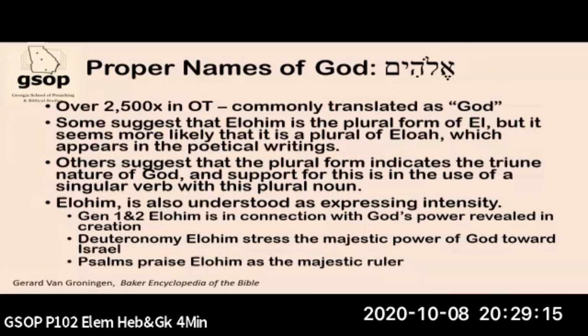Also, Elohim is understood as expressing intensity. In Genesis 1 and 2, we see Elohim is connected with God's power revealed in his creation. Deuteronomy uses Elohim to stress the majestic power of God towards Israel. And Psalms praises Elohim as the majestic ruler.